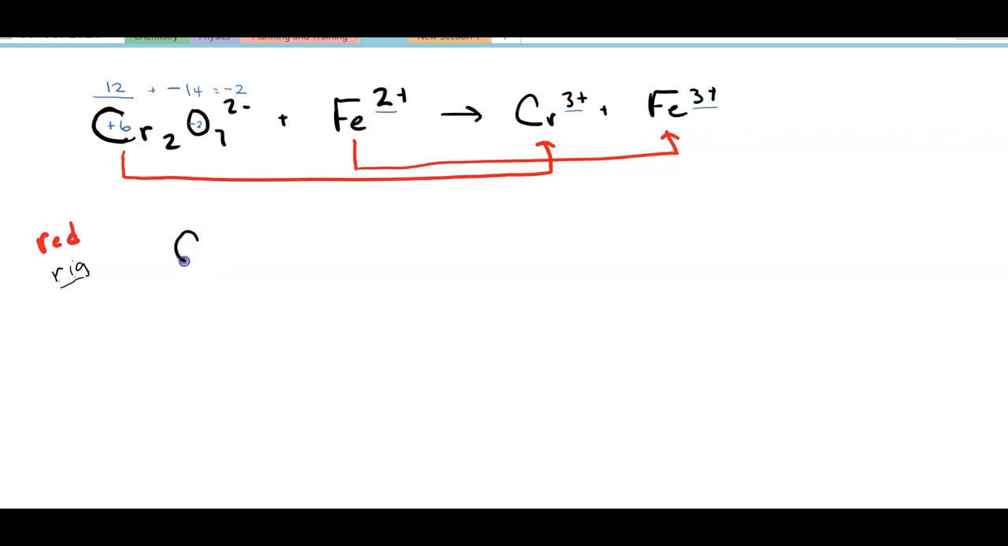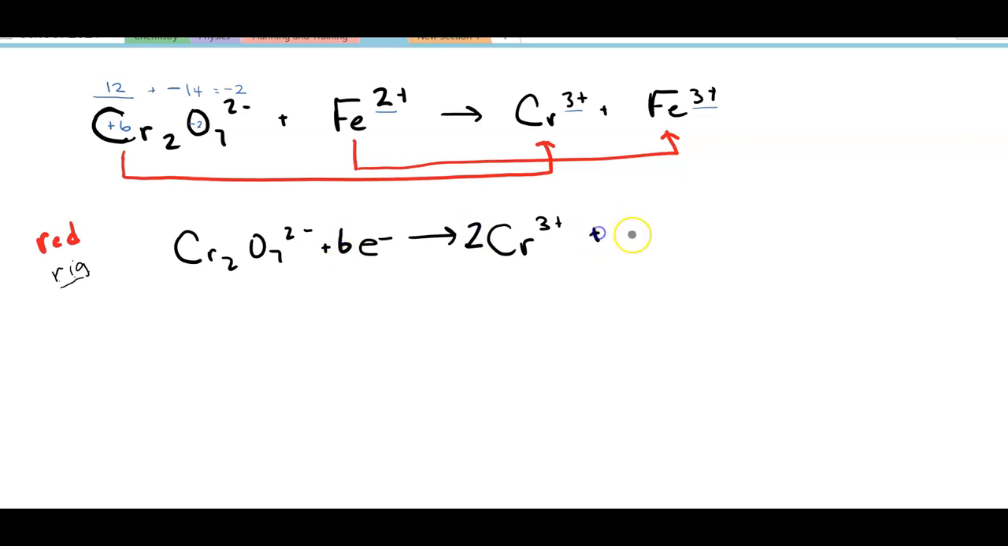I'm going to start with my Cr2O7 with a -2 charge, which is going to become the chromium 3 ion by gaining electrons. One chromium has to go from +6 to +3. That means it needs 3 electrons. But I have 2 chromiums total, so I need a total of 6 electrons here.